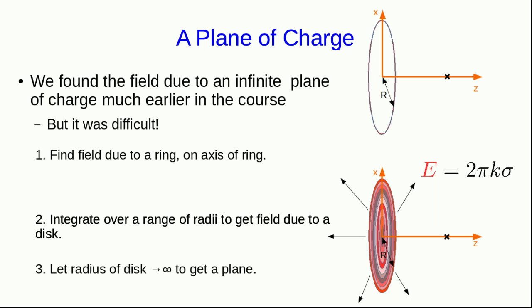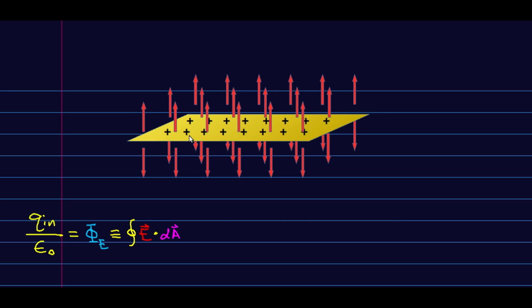That was a very long process, but as we're about to see, Gauss's law can get it for us very quickly. So here is our plane of charge, and we have to make some crucial symmetry arguments. So first of all, this plane of charge is going to have a uniform charge density sigma. And we know it has translational symmetry, and so does the field. And we also know from the reflection and rotation symmetry that the field has to be perpendicular to the plane everywhere.